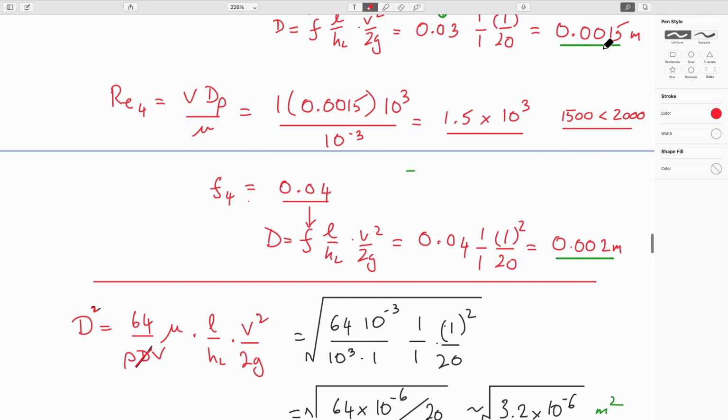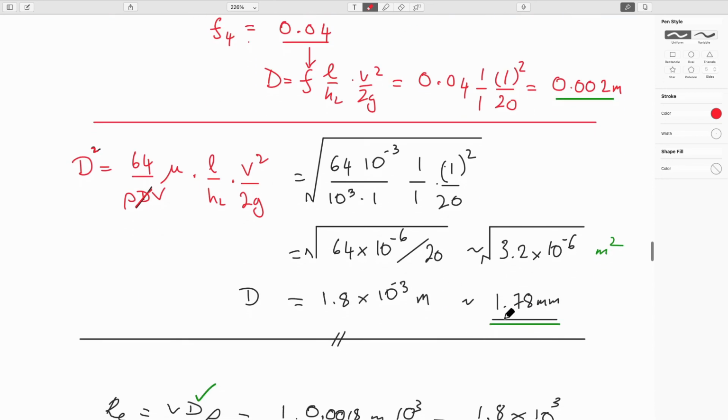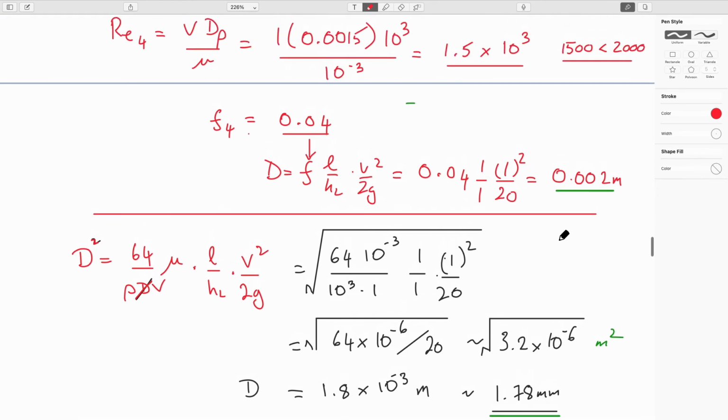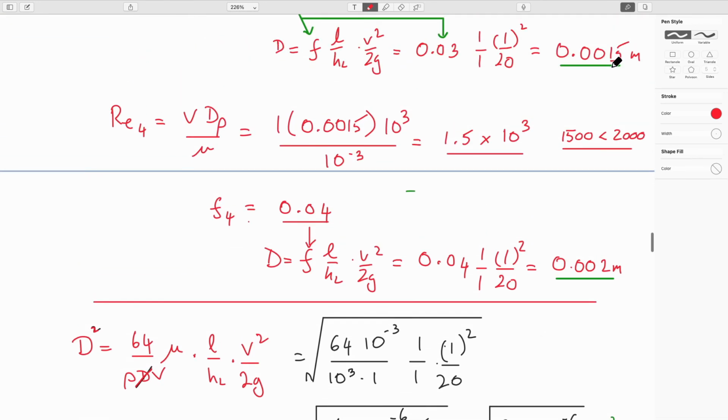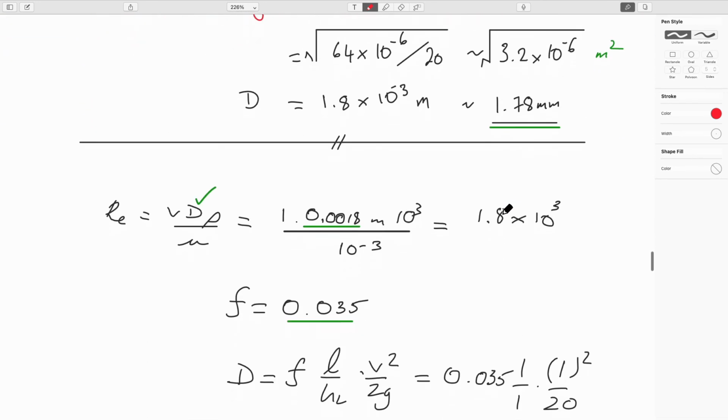Remember, if you went through the Moody chart way, you'd oscillate between these two values. The difference between them is only 0.0005 meters, which is 0.5 of a millimeter. And so you'd oscillate between these two values. This you've solved in one fell swoop to get a value that's actually midway between them, right? This would be 1.78 versus 2 and 1.5. So it's the same way of doing it.